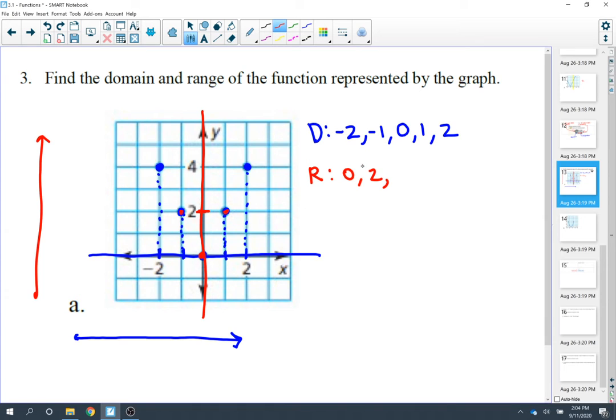But you only have to write it down once. Then we're going to go up further, and we're at 4. So your range is 0, 2, and 4. Now, make sure you look at that carefully, because I'm going to come back in 1 minute, okay?